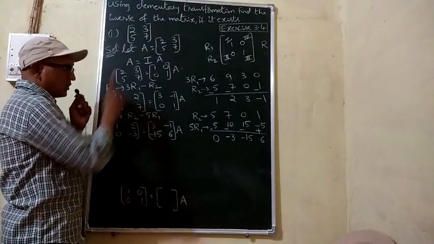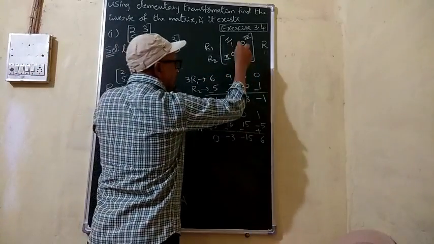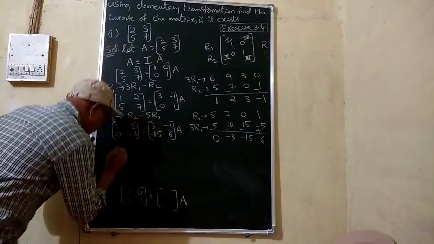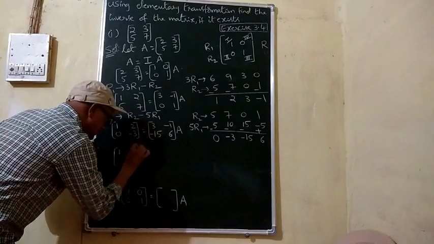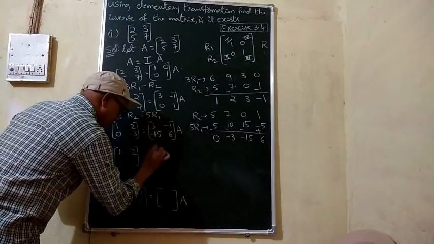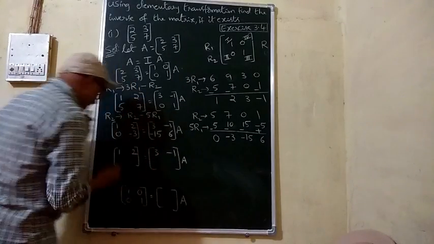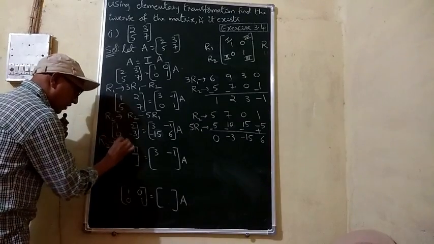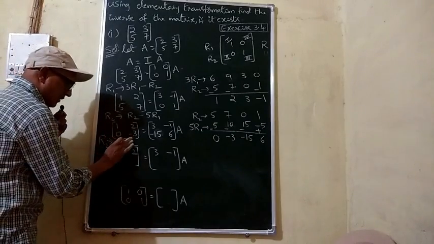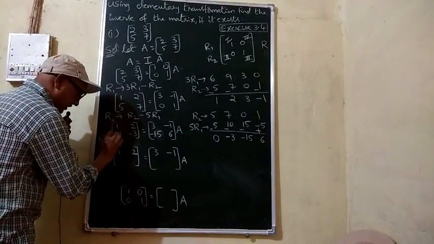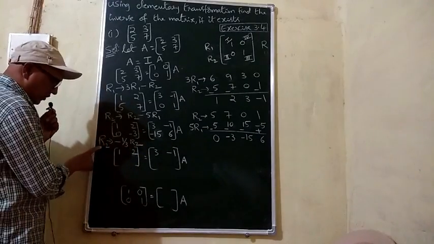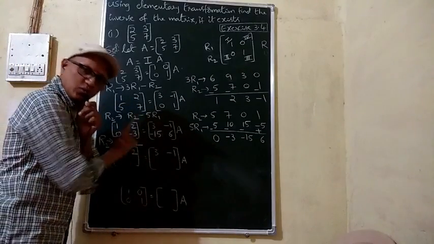Roman letter 1 we got, Roman letter 2 we got, Roman letter 3 we are trying to get. Where is this Roman letter? This is in the second row. Nothing happened to the first row. Keep the first row as it is. We are changing the second row. How to change? R2 by multiplying with minus 1 by 3 into R2.